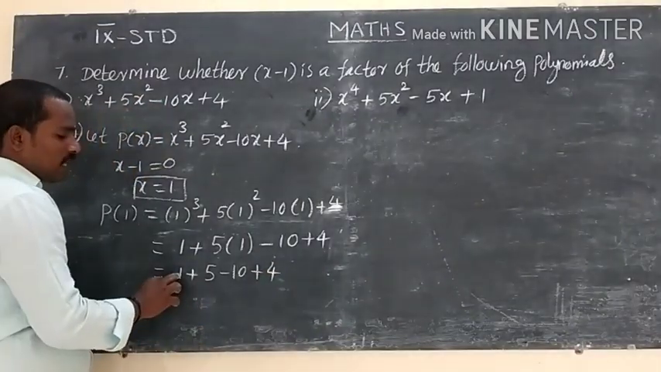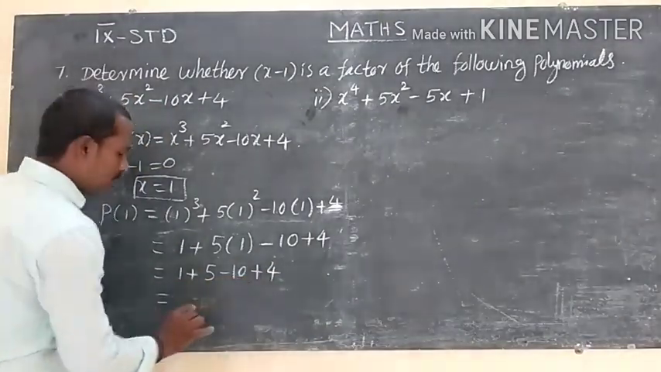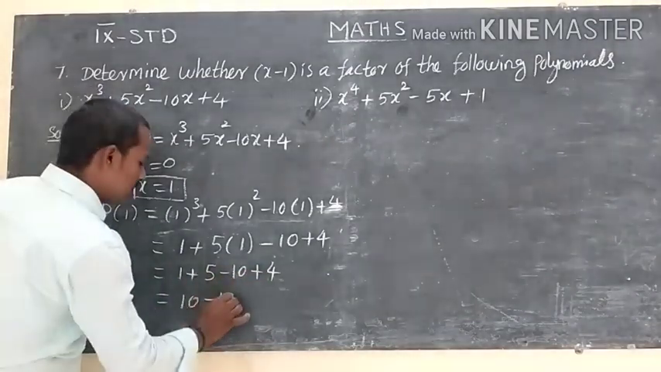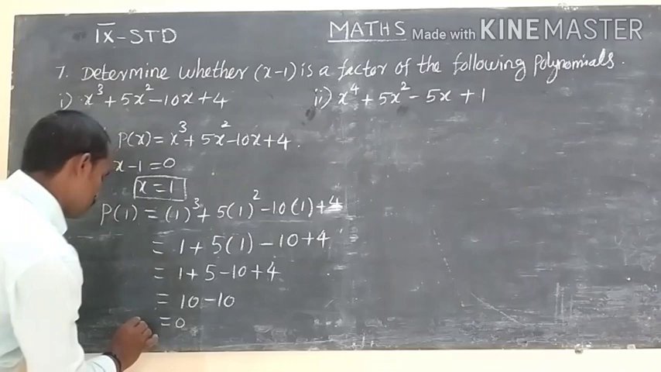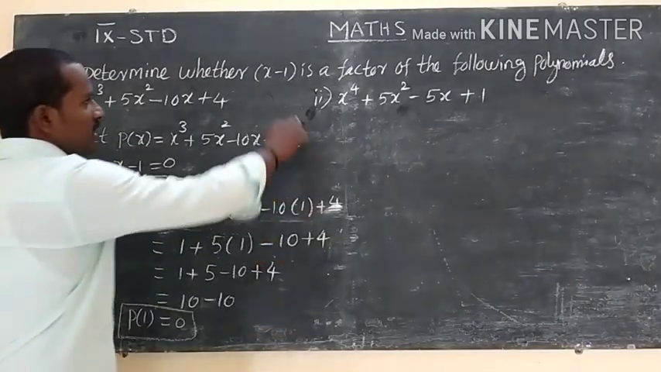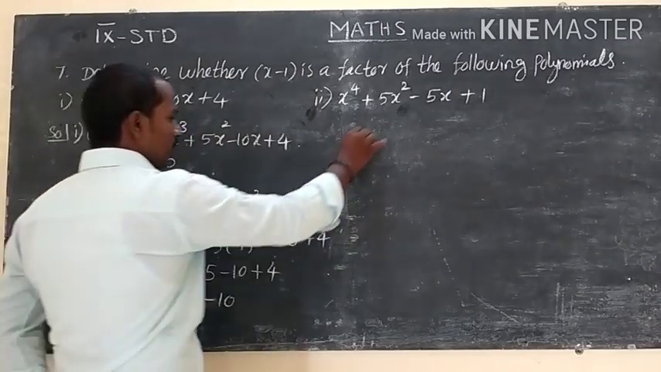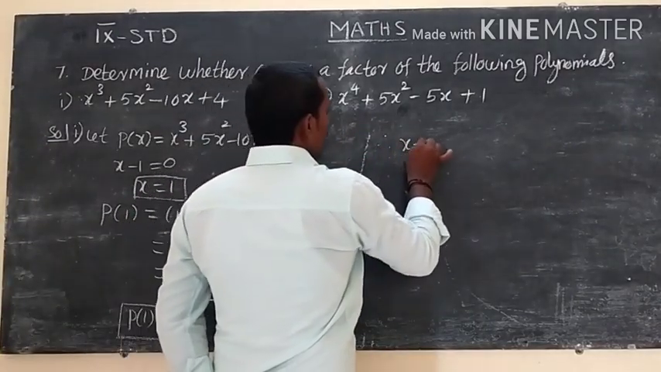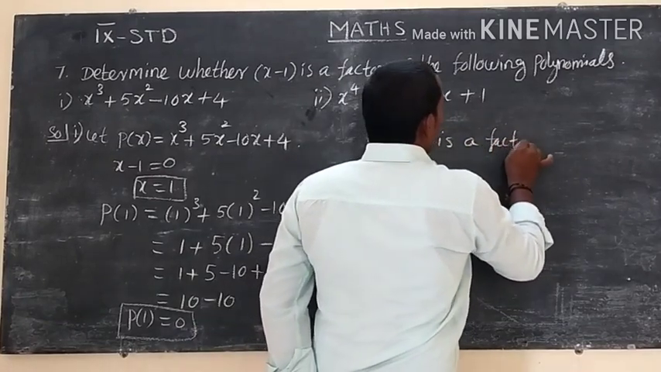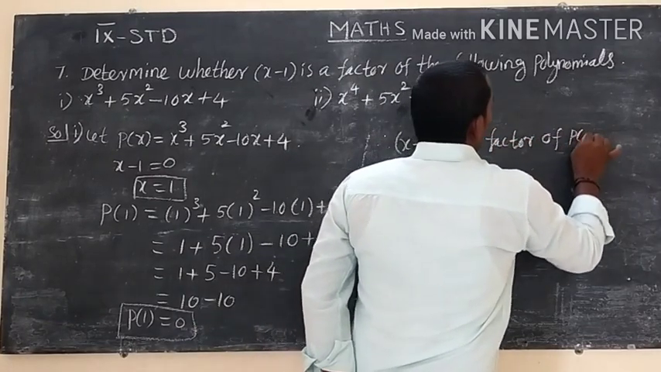Now consider the positive values: plus 1 plus 5 plus 4, totally plus 10. 1 plus 5 is 6, 6 plus 4 is 10, then minus 10, 10 minus 10 is 0. So p of 1 equal to 0, that is, x minus 1 is a factor of the given polynomial. Therefore x minus 1 is a factor of p of x.